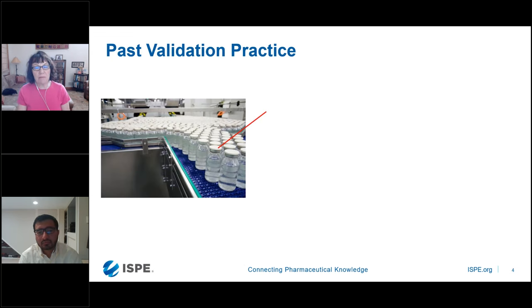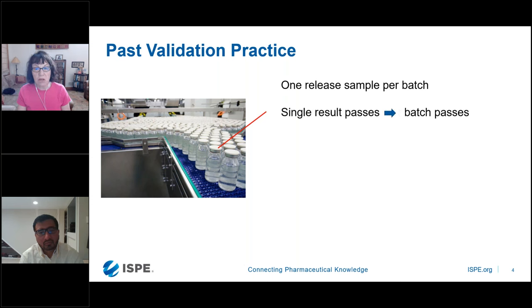So let's start out with historical validation practice. In the past, we would have one release sample per batch. In the old way of doing validation, we had one release sample per batch. If that release sample passed, the batch passes. And if we could do that three times for three batches, it was a validation success.